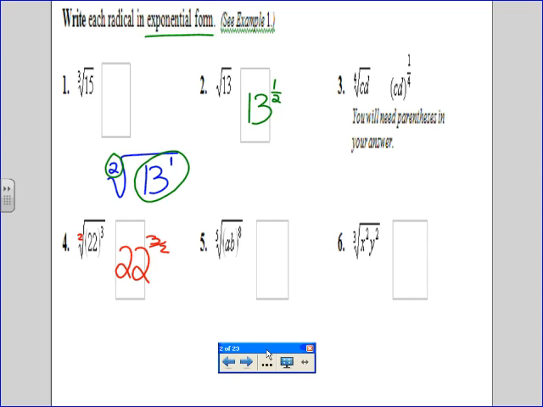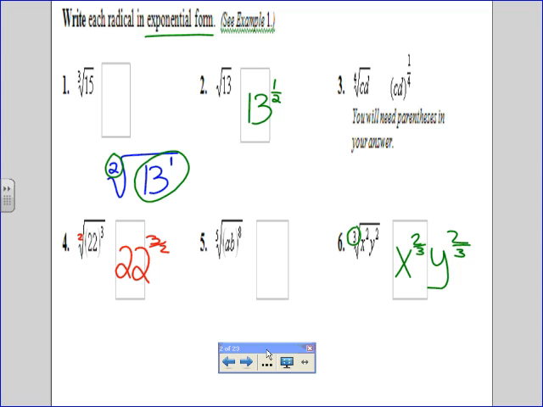Number 6. Now I have an x squared and I have a y squared. Notice that I have a 3 root, or an index of 3 outside. So I need to make a denominator for both of them. Each one gets a 3 in the denominator. Okay, so here we're going from radical to exponential.